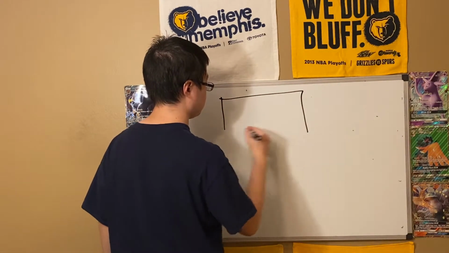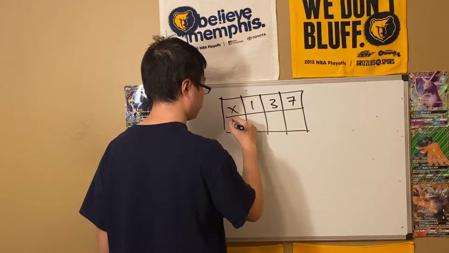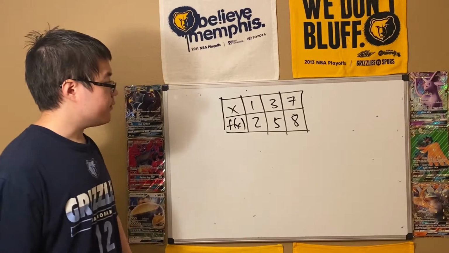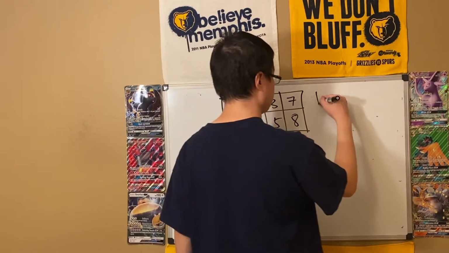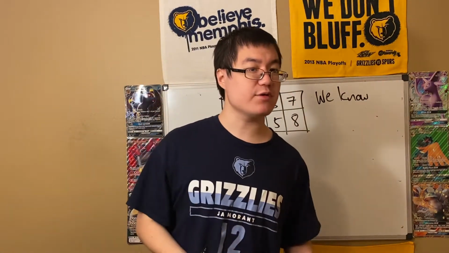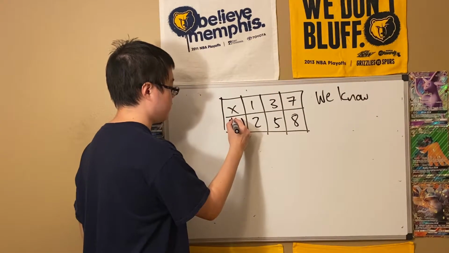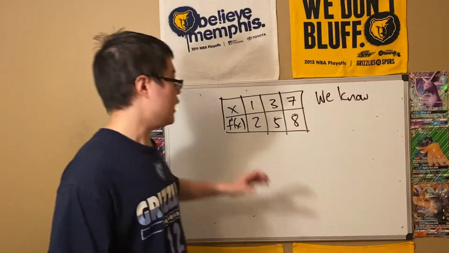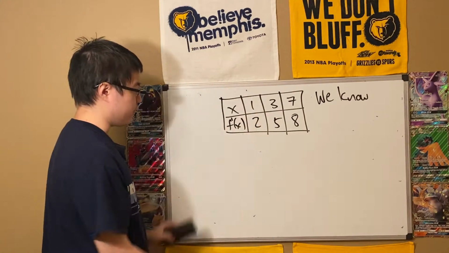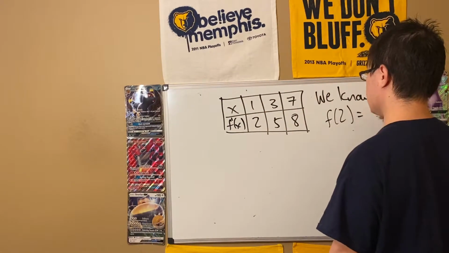So let's say we have this table here. X: 1, 3, 7. I'm just making up numbers, of course. And the other row: 2, 5, 8, whatever. This is not going to be f. Remember that in Fundamental Theorem of Calculus questions, the givens are something about the derivative. In the previous question, it was a graph of the derivative. And in this one, it's a table of the derivative.